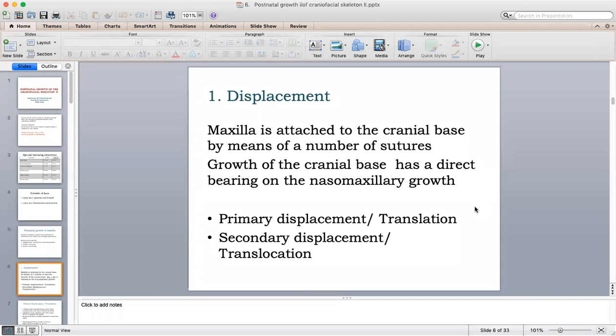An example of which is the growth at the maxillary tuberosity. When this is the maxilla, there is a tuberosity in the posterior part, and growth in the maxillary tuberosity pushes the maxilla forward. So that is primary displacement. What is secondary displacement? Displacement of the maxilla because of bone growth at some other related structures, like the cranial base. When the cranial base grows downwards, the maxilla which is attached to it will also move forward. So this is secondary displacement or translocation. So these are the two main factors or reasons how the maxilla grows.